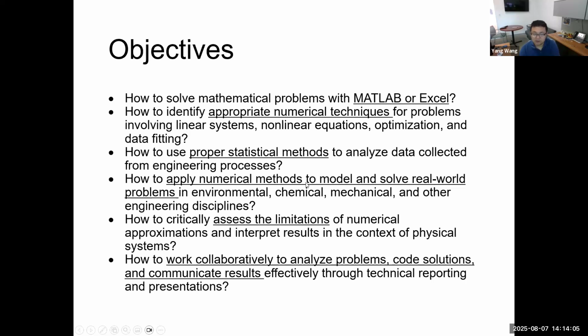To analyze the data collected from the engineering process, how to apply numerical methods to the model or to the code that you created to solve real world problems in these chemical engineering or environmental engineering systems. And we will know how to critically assess limitations of these numerical approximations, numerical methods. And also, there is going to be a team project for you to work collaboratively to analyze problems, to come up with code solutions, and communicate among yourselves.